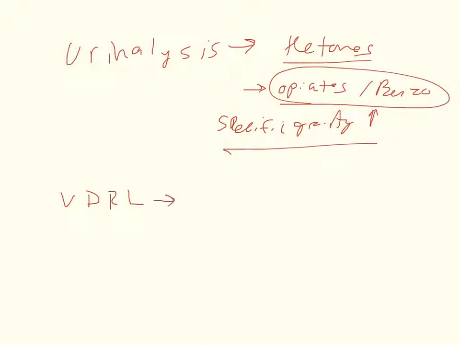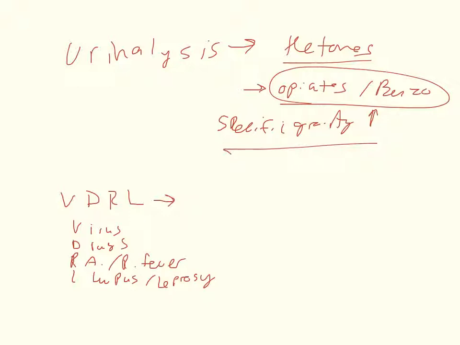We did a Venereal Disease Research Laboratory test, and just as a side note, there are a few things that can throw that off. The mnemonic for it would be VDRL: viruses, drugs, rheumatoid arthritis and rheumatic fever, and then lupus, as well as leprosy.